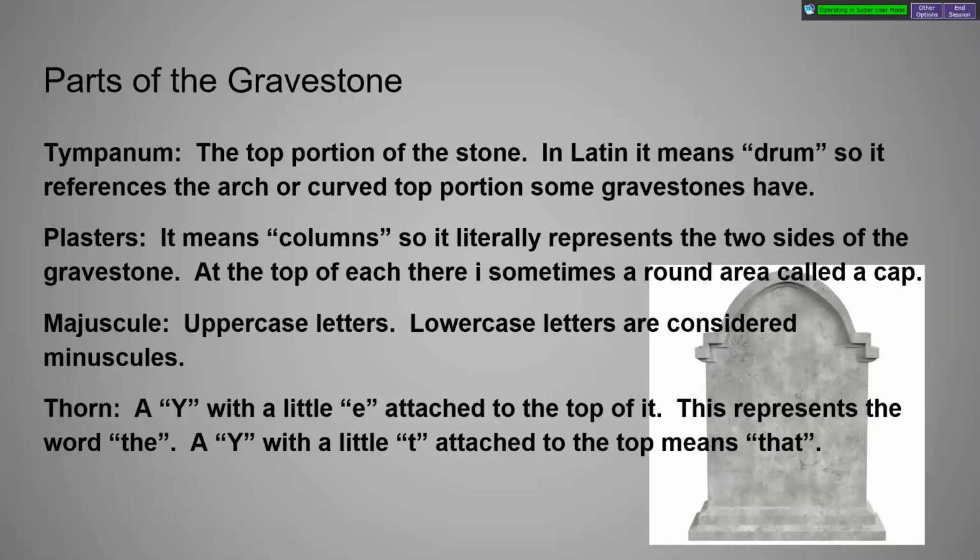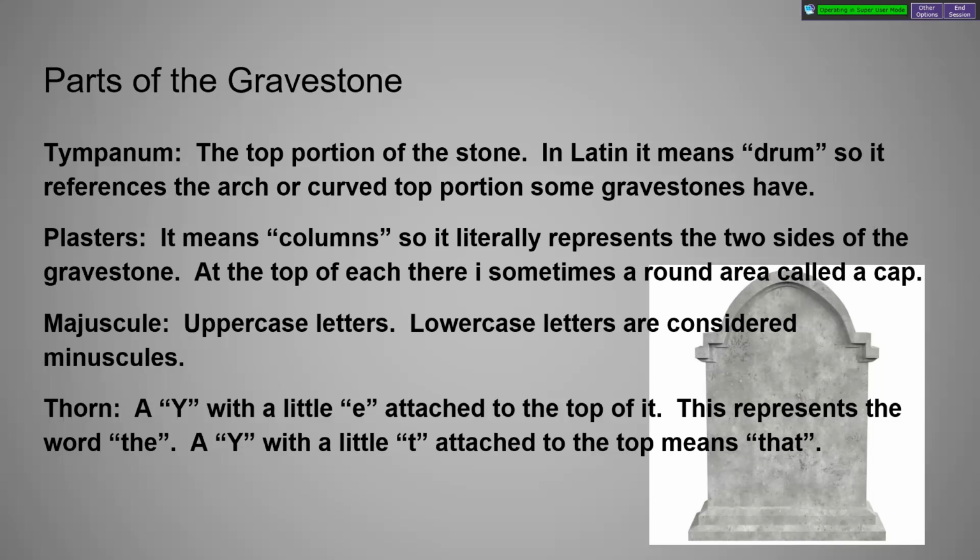Okay, and this is just for your info. The tympanum is the top portion of the stone. It means a drum. So usually if you see the arch on there, that's what it's referencing. Pilasters are the columns. There are no columns on this stone, but there are many gravestones that do have columns on either side of them. Or you'll see a column and an archway.